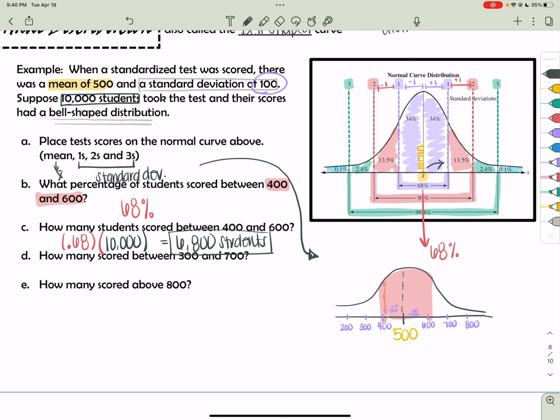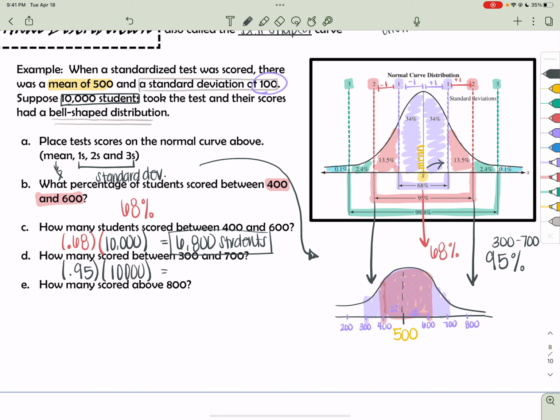Now the next one says, how many scored between 300 and 700? So I'm going out one more standard deviation, 300 and 700. The bell curve says that now 95% will be between 300 and 700. But it didn't say what percent, it said how many scored between 300 and 700. So I'm going to use the percent from my graph, 0.95 times the 10,000, which is going to give me 9,500 students scored between 300 and 700.